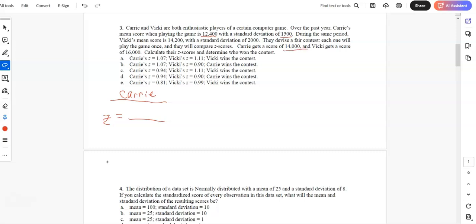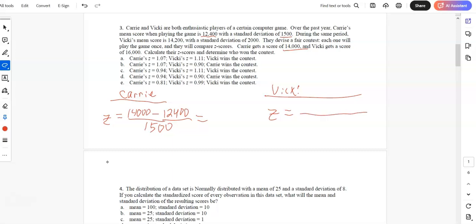Carrie gets a score of 14,000. So it'd be 14,000 is her value, minus the mean of 12,400, over the standard deviation of 1,500. That's going to equal something. And then Vicky has a z-score. Let's just work these out in just a second.